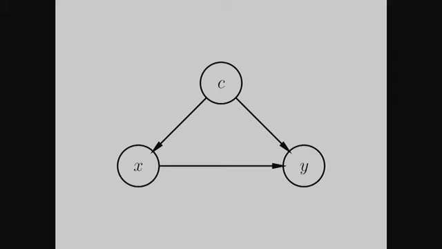This is kind of how it looks. I don't know how useful this is for you, but you think that X causes Y, but actually what's happening is that C is causing both X and Y. So in this case, it's the preference for one type of department or major that is causing this effect.